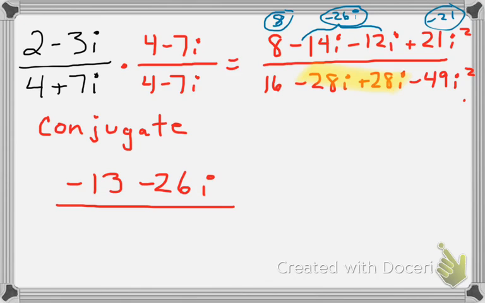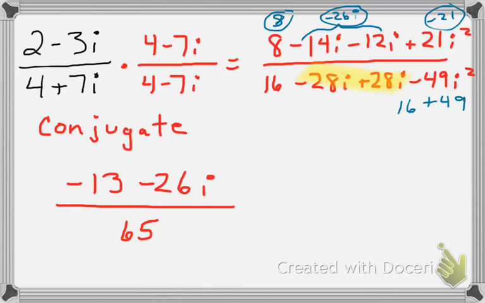Those cancel. And so all you're left with is 16 plus 49, which is 65, and you have gotten rid of the i on the bottom. Okay? So by multiplying by the conjugate, you get rid of the i at the bottom. There's only one thing left to do. What I call checking the triangle.